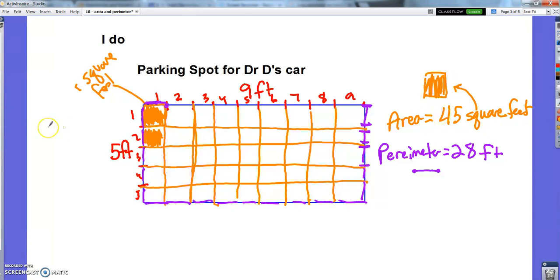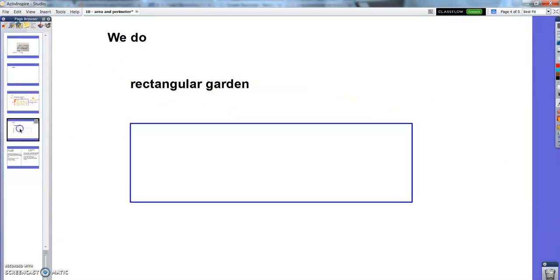Okay, open up your math notebook. Let's do one together. A lot of area and perimeter problems are about gardens. I don't know. Whenever you get to this part of math, everybody's building gardens in their yard. So I figure to do a really good job, we probably ought to do a garden problem. So let's build a rectangular garden.